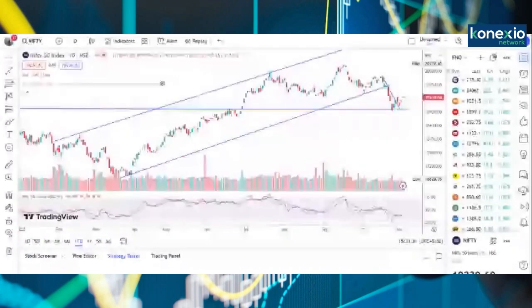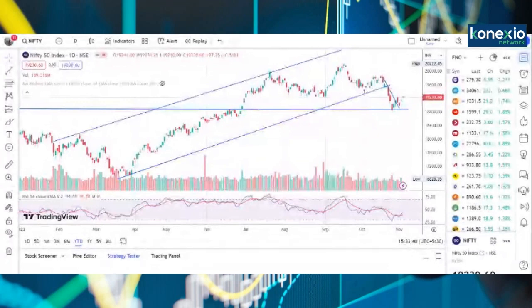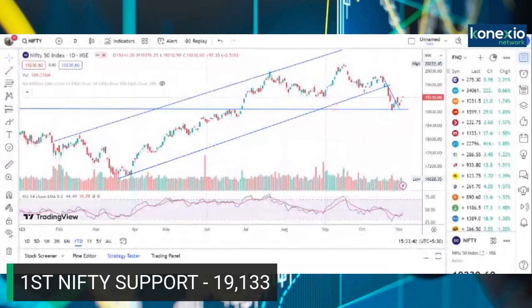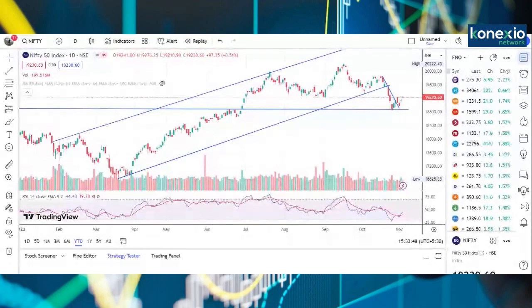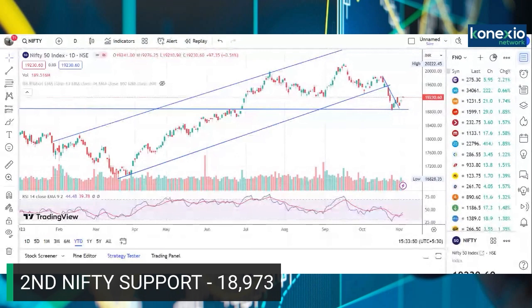So friends, let us discuss the important support and resistance levels in Nifty for the next week. The first support in the Nifty is placed at 19,133. Below that, the second support is placed at 18,973, and the third support is placed at 18,837.